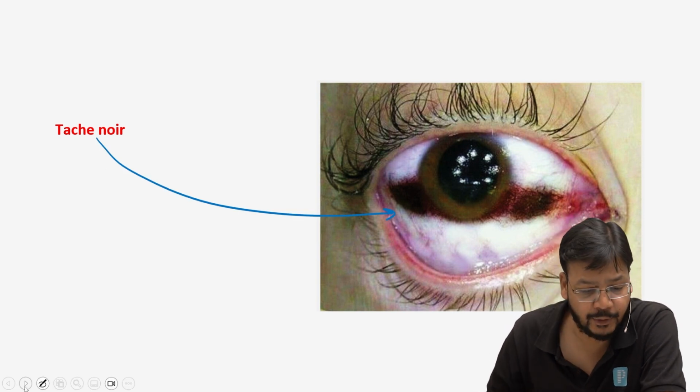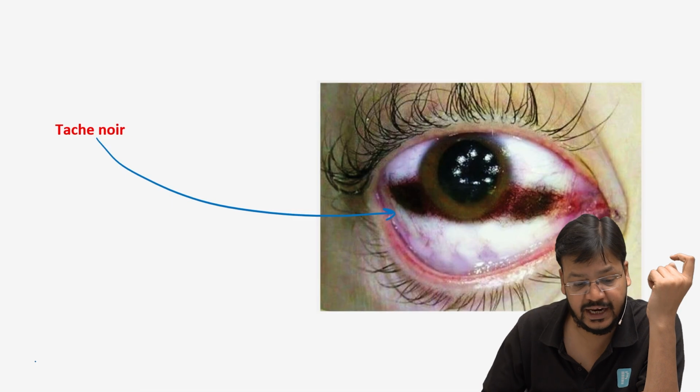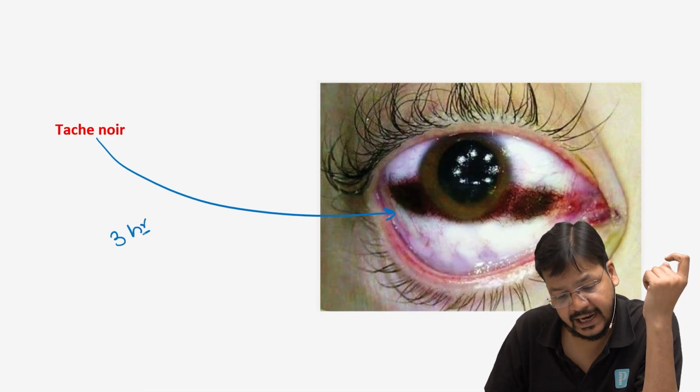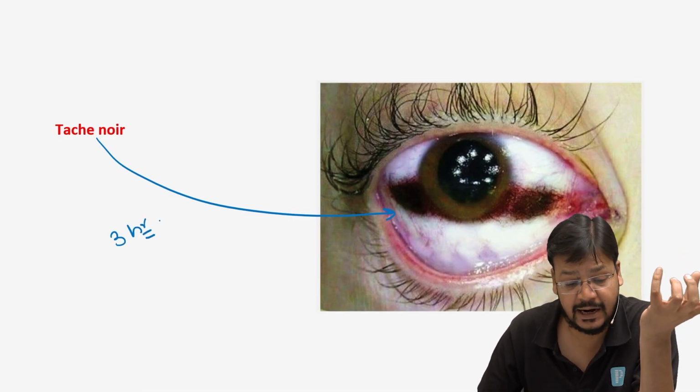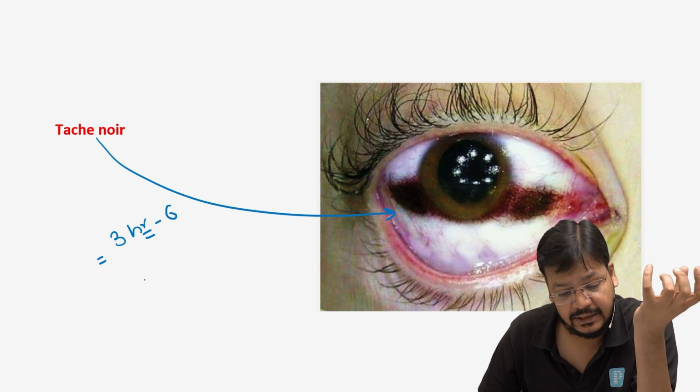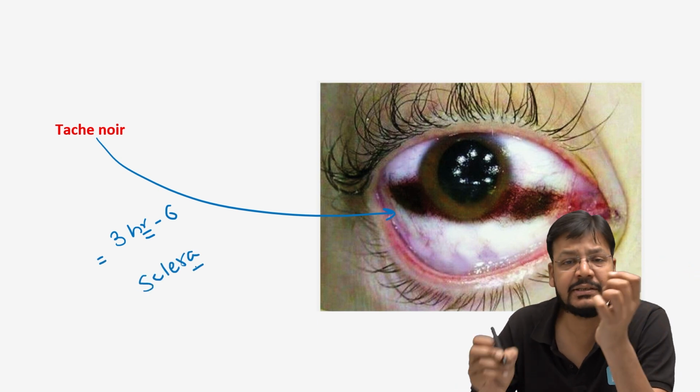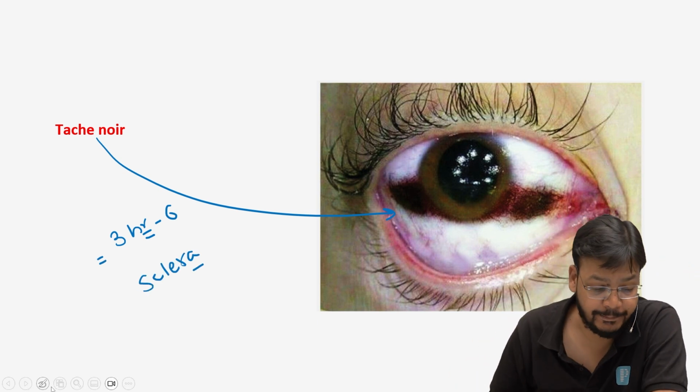Tache noire. You can see some important changes. This is the change of the sclera. Tache noire is seen 3 to 6 hours after death, and it is the change of the sclera. This is tache noire. Very important picture.